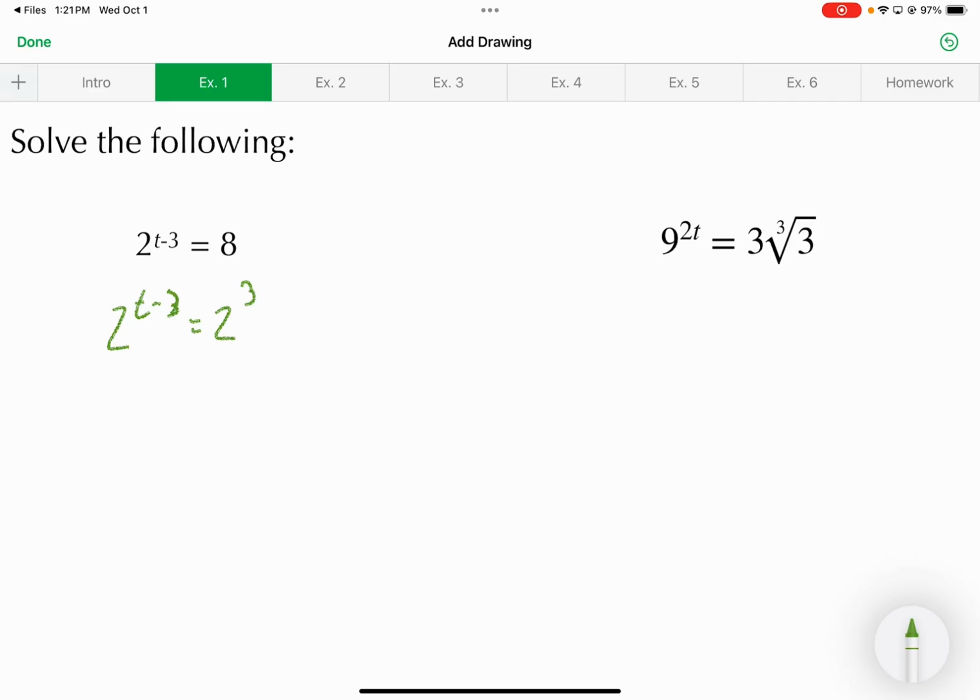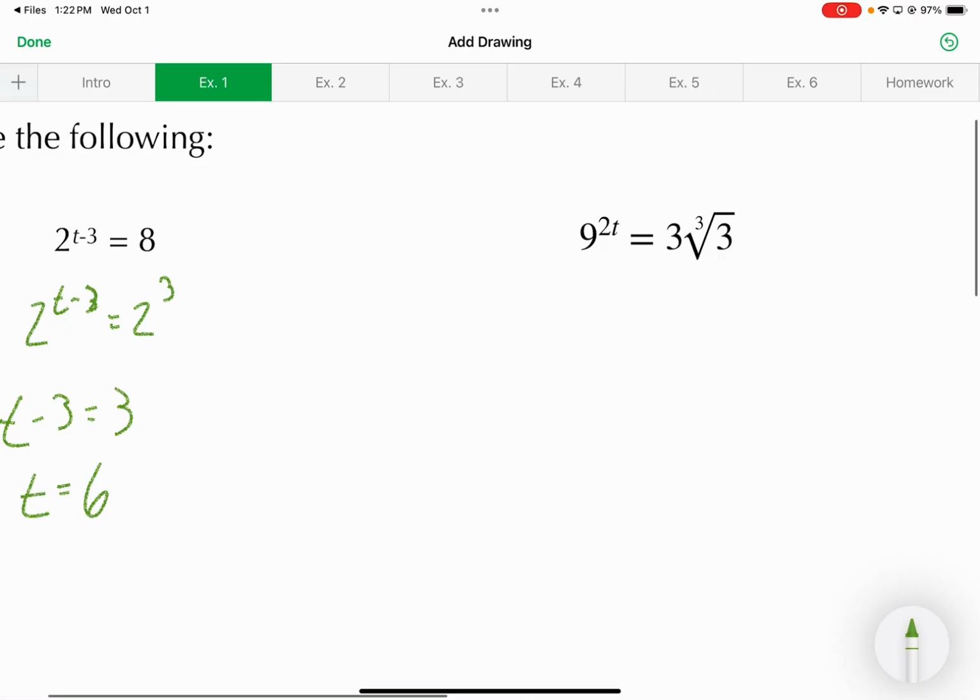When my bases are the same, what can I do with my exponents? Make them equal to each other. I can set them equal to each other. So t minus 3 is then equal to 3. And then I would just solve for t, add 3 to both sides. I get t equals 6. And if I plug in 6 to check, I would get 2 to the 6 minus 3, 2 to the third power is equal to 8. So that all works out nicely.